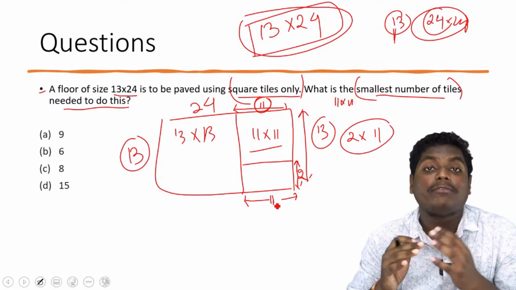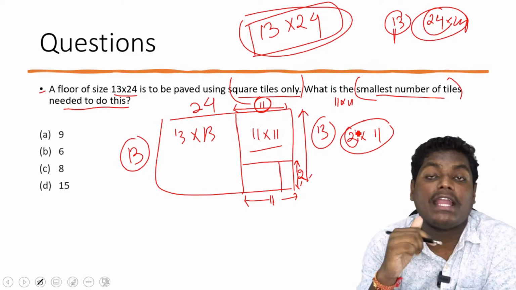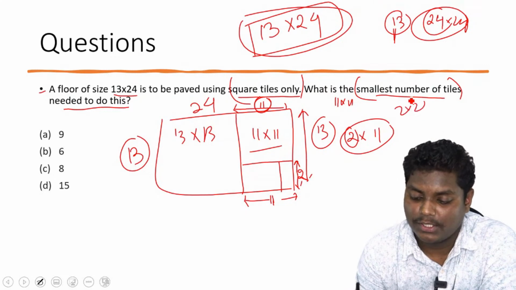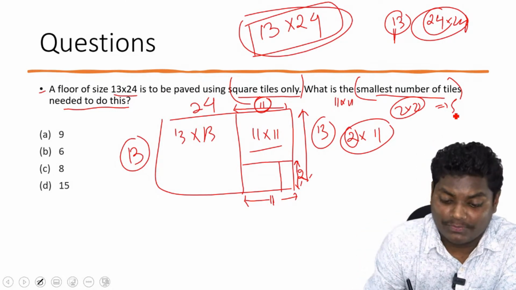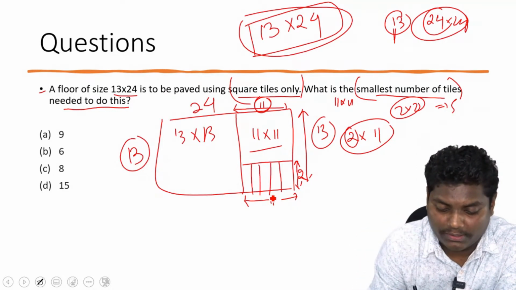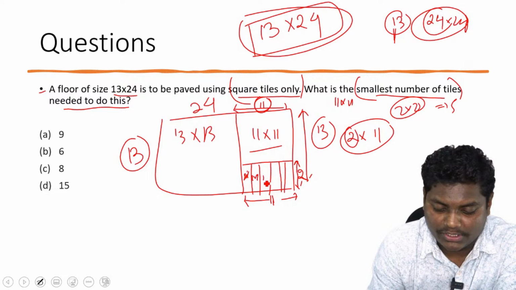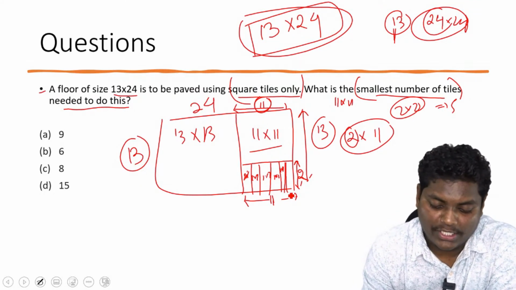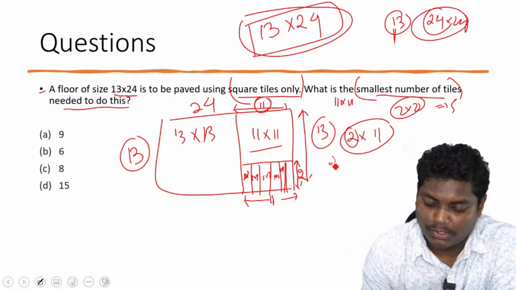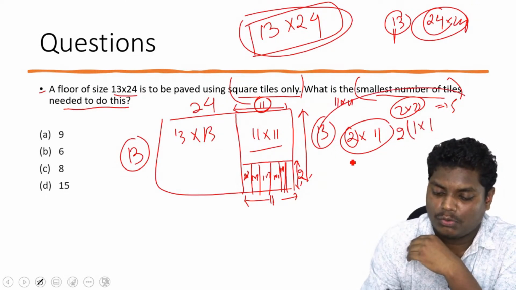Now how can we fill up this with the square tiles? We can use 2 cross 2 tiles. If we use 2 cross 2 tiles, basically 5 of these we can use: 1, 2, 3, 4, 5. Now what is the dimension that we are left with? We are just left with the dimension of 2 cross 1. In that space we can only fill 2 tiles of 1 cross 1.